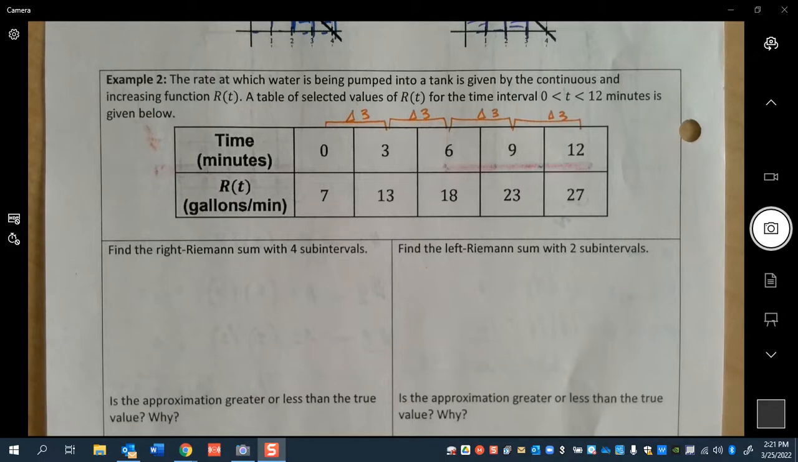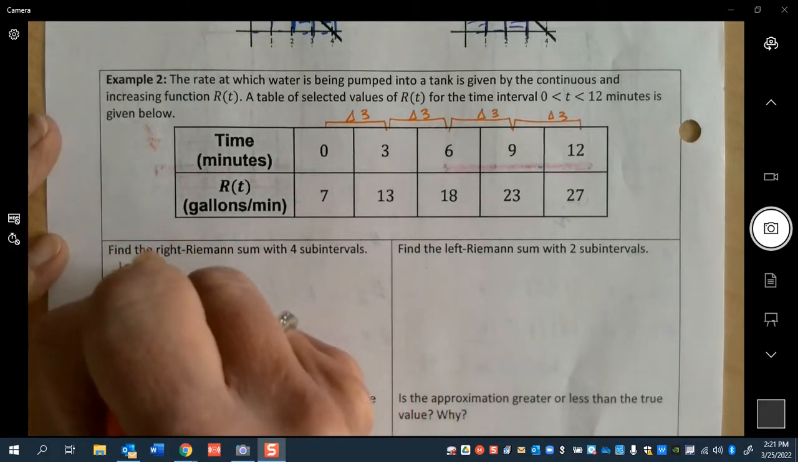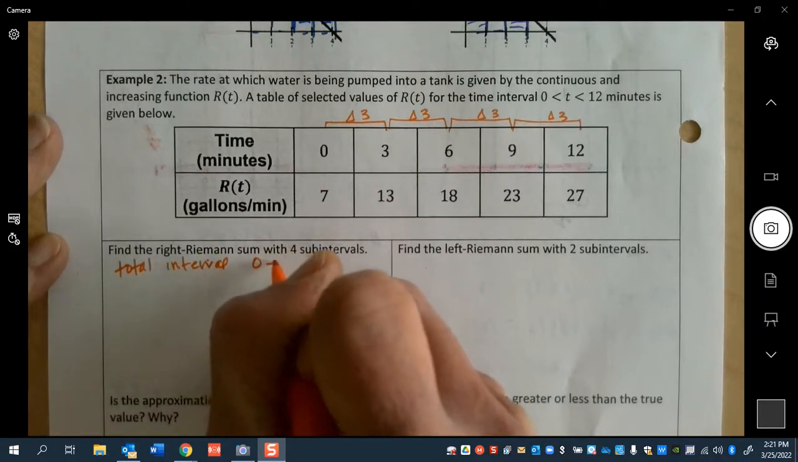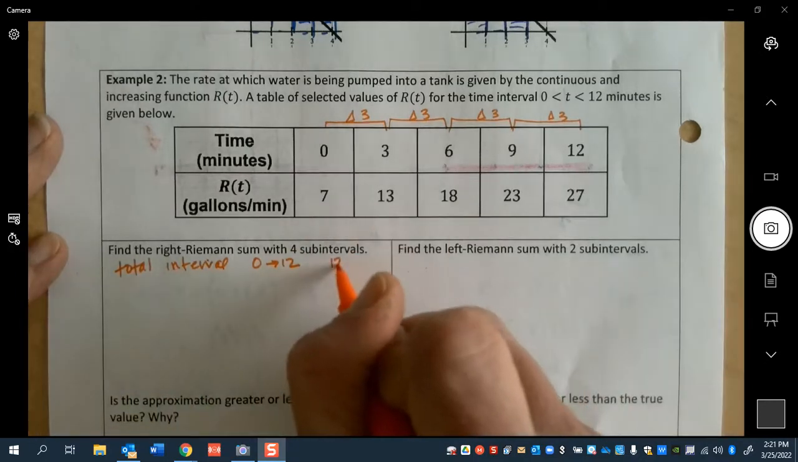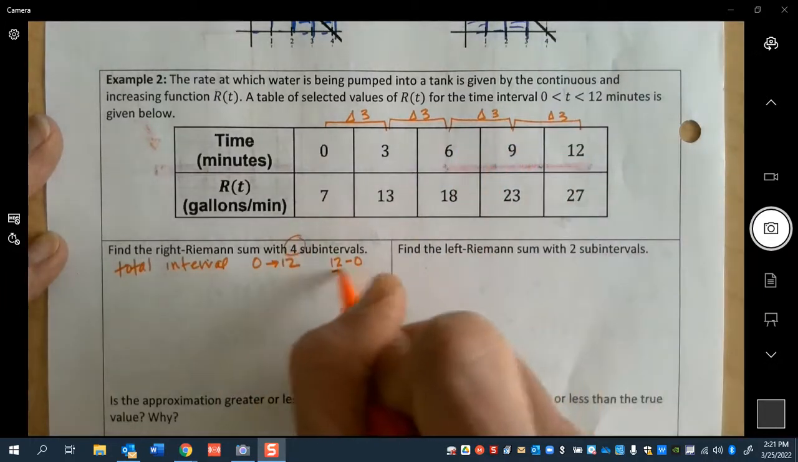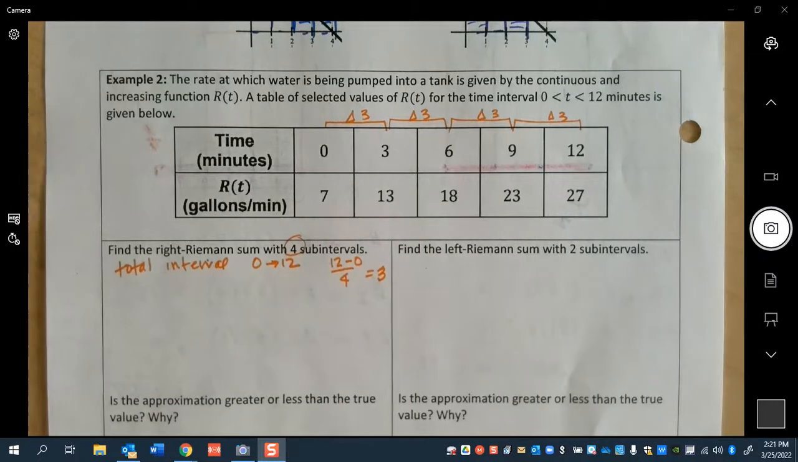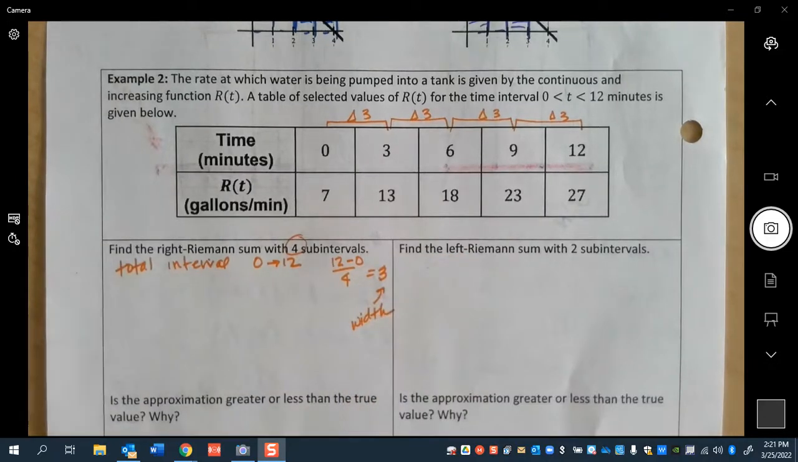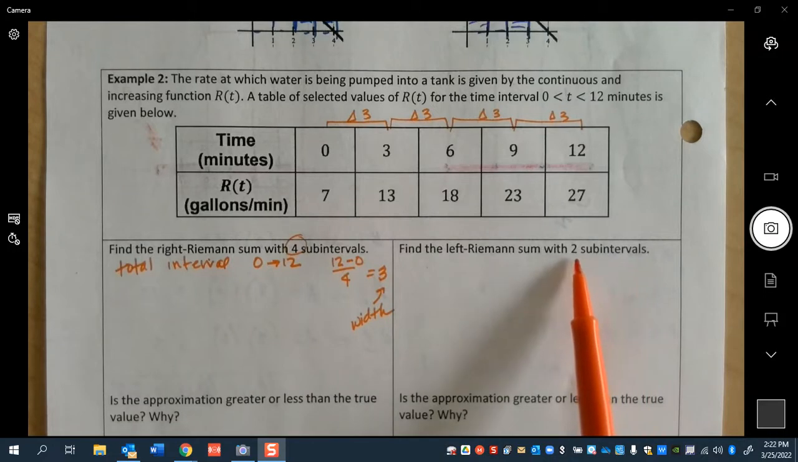So when we talk about our total interval, it is from 0 to 12. What we want to do is take 12 minus 0, and if we want 4 sub-intervals, that's how we get the width of our rectangle, which is going to be 3. You okay with that? Now notice it's not always going to be the same. Here we have 2 sub-intervals, and we're going to have a conversation about which was the most accurate. Does that make sense? Okay.